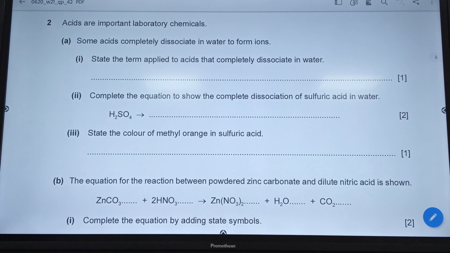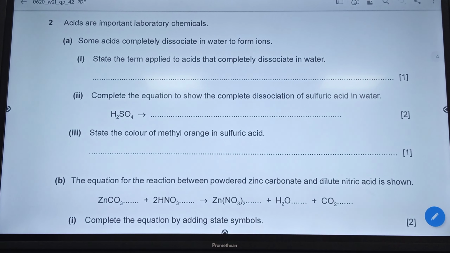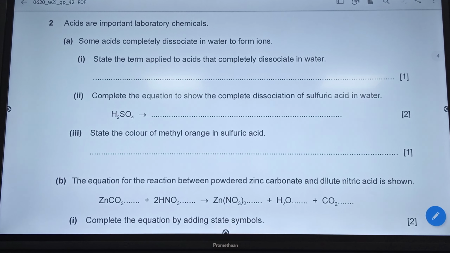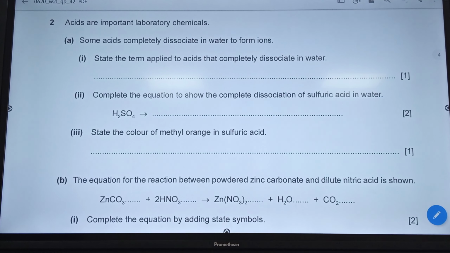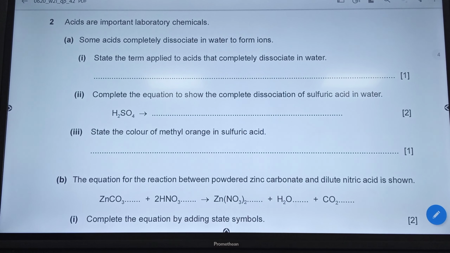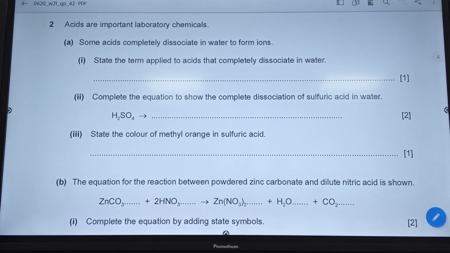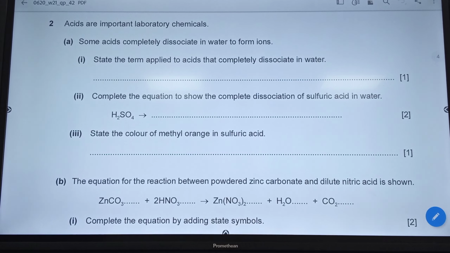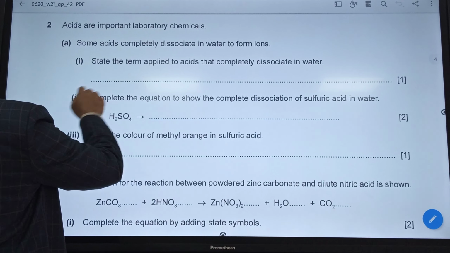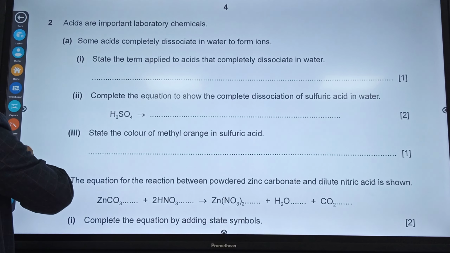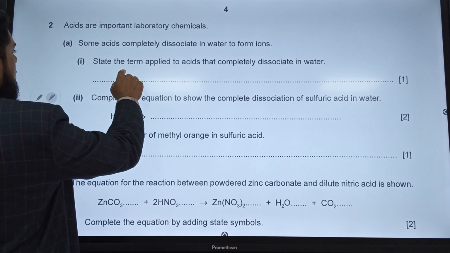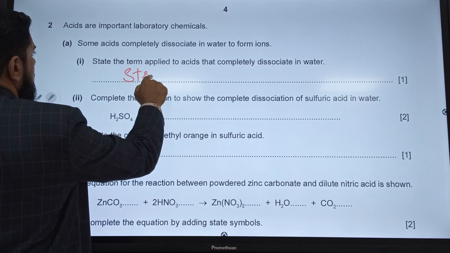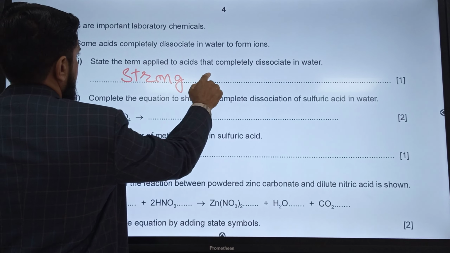Question 2. Acids are important laboratory chemicals. Some acids completely dissociate in water to form ions. State the term applied to acid that completely dissociate in water. So we can say they are strong acids. When they completely dissociate, these are called strong acids.